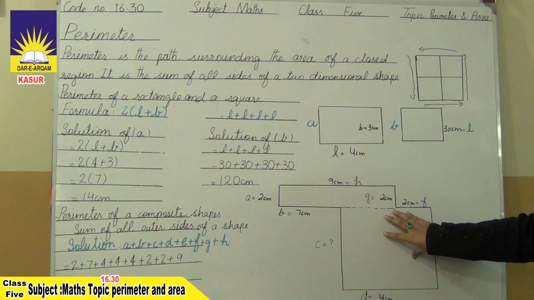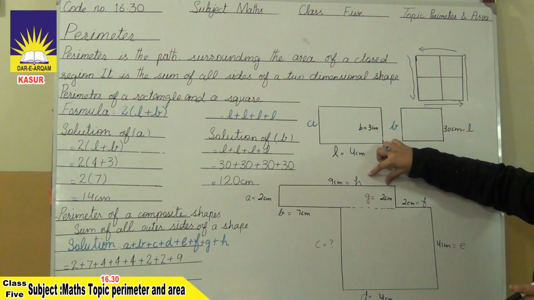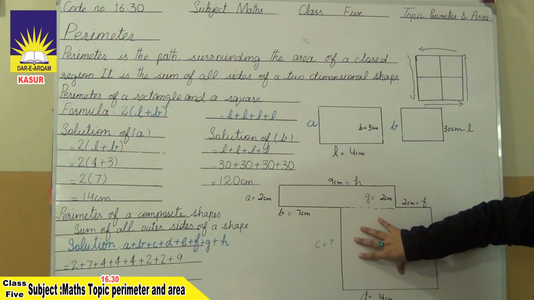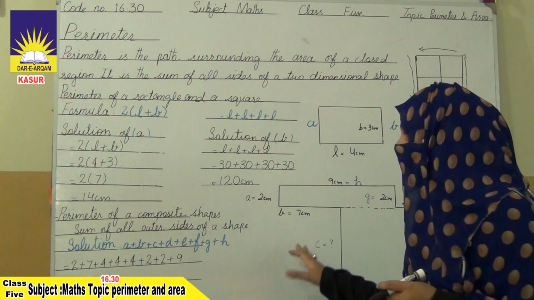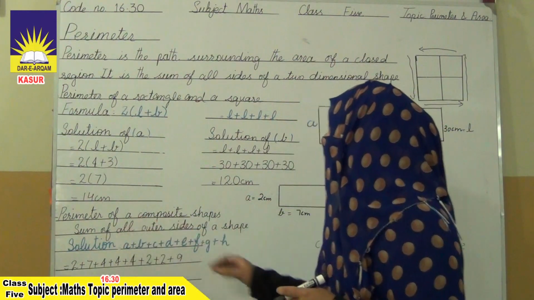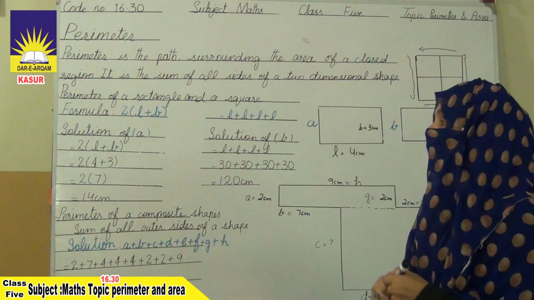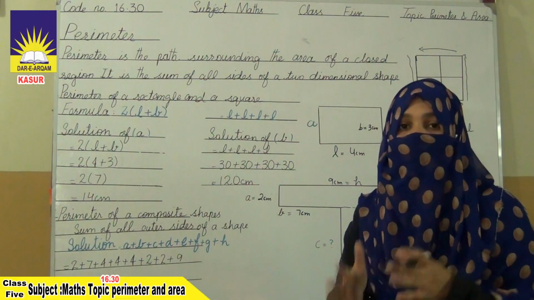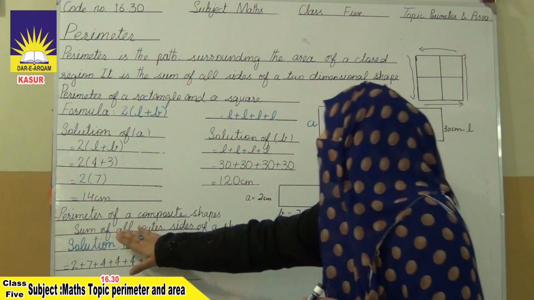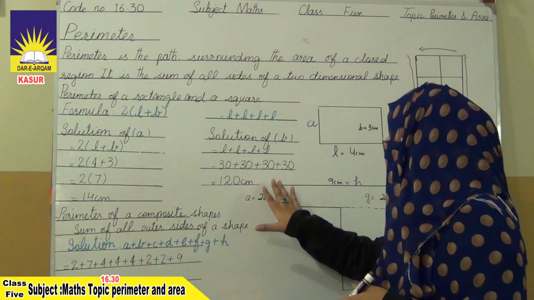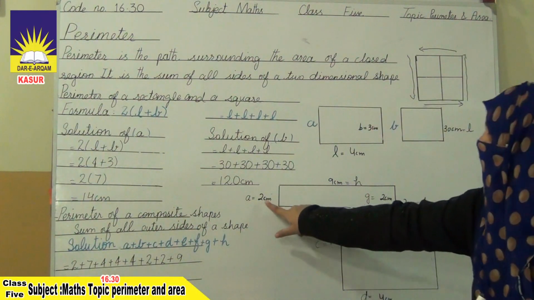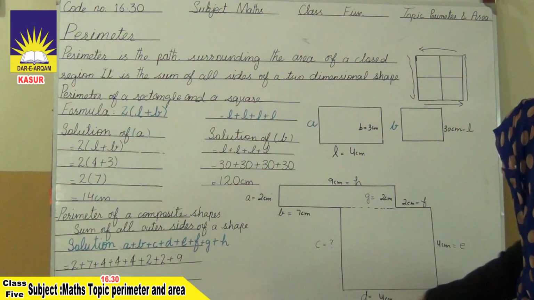Then we have two shapes. The first one is rectangle and the second one is square. So this is called a composite shape. How to calculate the perimeter of a composite shape? The formula, the pattern, the concept of this is just the sum of all outer sides of a shape. We just need to calculate the sum of all outer sides length.